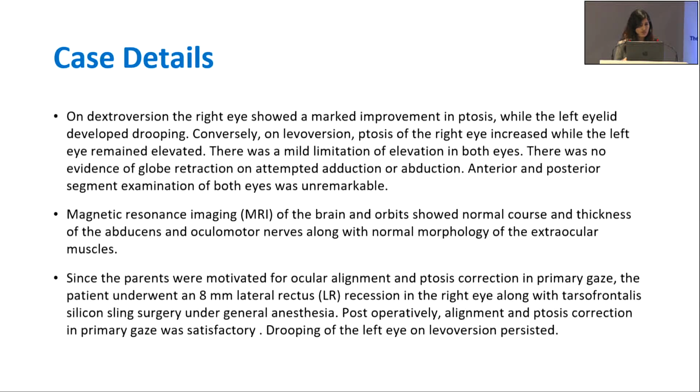On dextroversion, the right eye showed marked improvement in the ptosis while the left eyelid developed drooping. Conversely, on levoversion, the ptosis in the right eye increased while the left eye remained elevated. There was a mild limitation of elevation in both eyes. There was no evidence of any globe retraction on attempted adduction or abduction. MRI was grossly within normal limits.